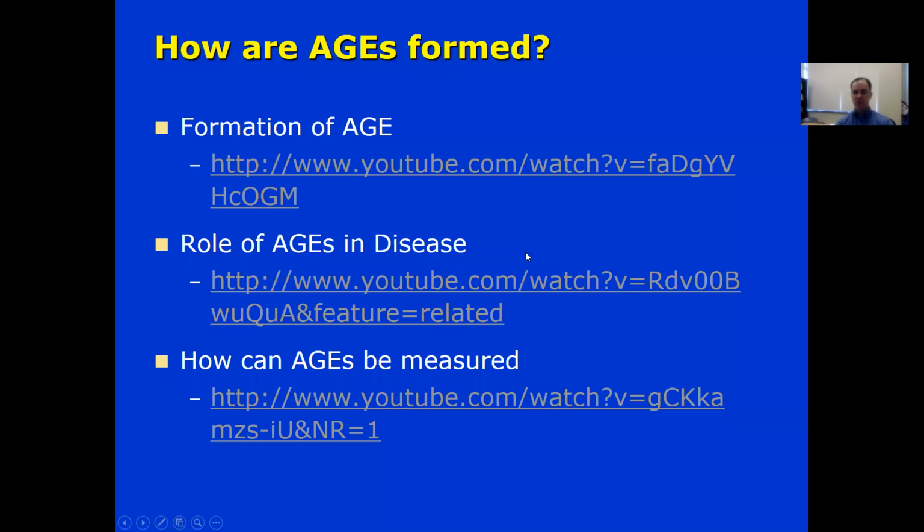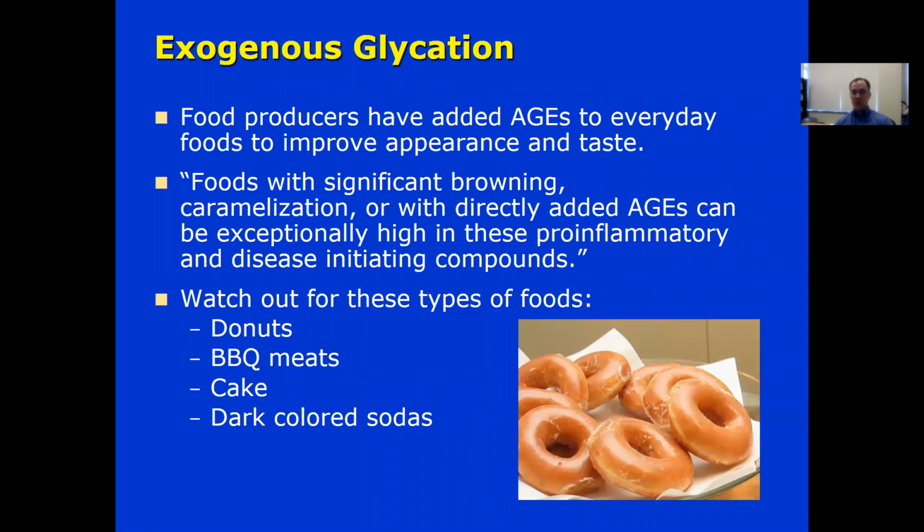All right, so that was a few videos that gave an overview of AGEs and how they're formed, the cause of disease, and how they can be measured. You can actually consume exogenous glycation, the AGEs, in the foods that we eat. Foods with significant browning or caramelization or with directly added AGEs can have high amounts of pro-inflammatory and disease-initiating compounds.